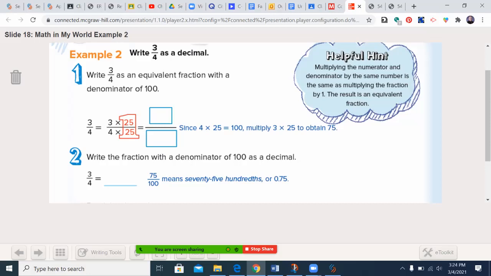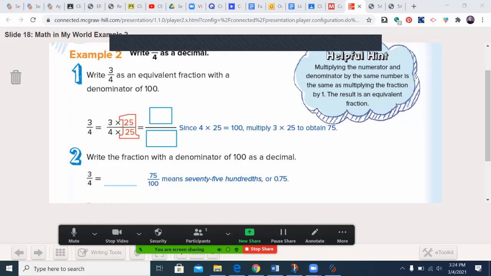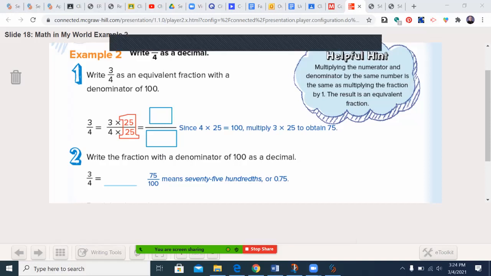And you can look over to the side, there is the big helpful hint. It's repeating what we've seen in previous lessons. Multiplying the numerator and denominator by the same number is the same as multiplying the fraction by 1. It's an equivalent fraction. 2/3, 4/6, 6/9, all the same.